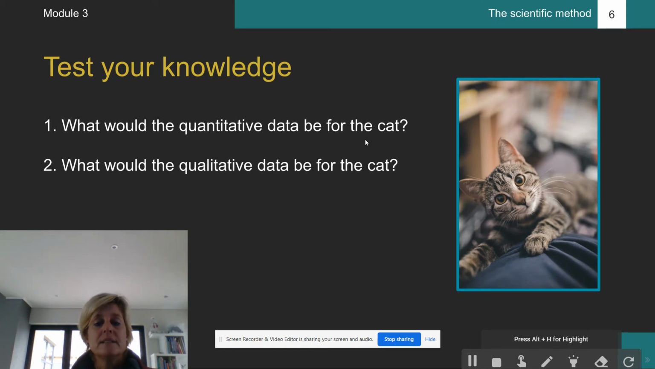Qualitative data is the behaviors. Let's see, a friendly cat or an agitated cat. A cat that finds strangers as enemies. These are all examples of qualitative data.